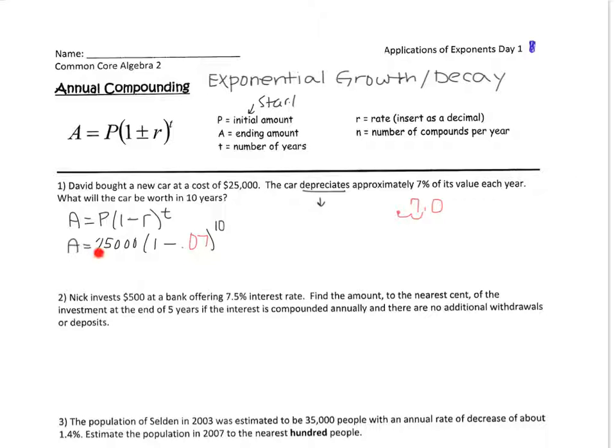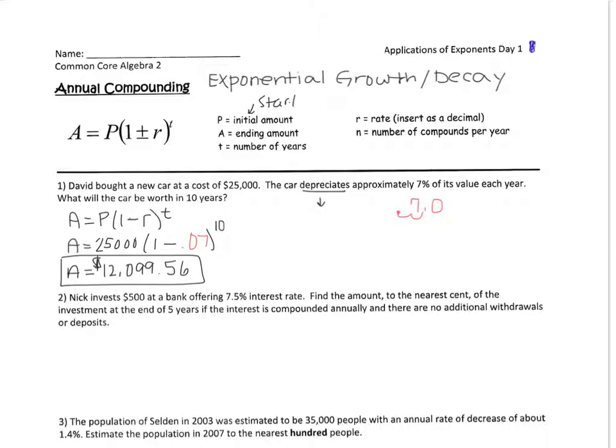Now honestly, all you're going to do is type this into the calculator just the way you see it and get an answer. So take a minute, pause the video, and put this into the calculator and hit resume to see your answer. Okay, you should have gotten approximately $12,099.56 if we round to the nearest cent. I know it didn't specify. Okay, so that's how much the car would be worth after 10 years.